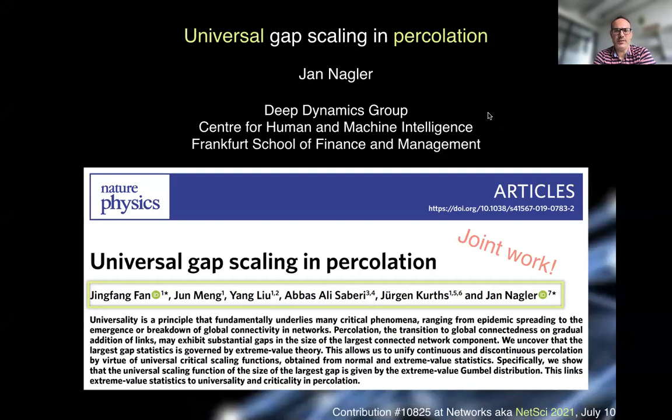So there is universality in percolation, right? But is there a concept which sort of unifies continuous and discontinuous percolation, hybrid percolation and explosive percolation? The answer is yes. And this is what I would like to discuss with you with my contribution here. This is joint work, and the main merits deserve Unifying fun.